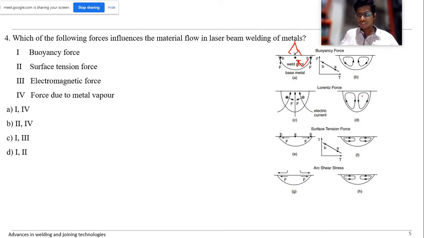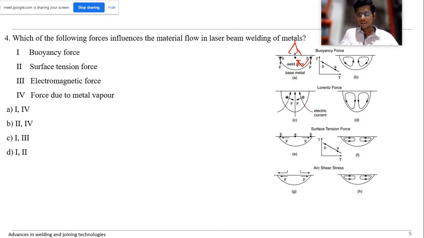Because of this, the whirlpool convection will be from the center away, in the molten pool. So here penetration will be more. And you guys know, right, if the electrode is negative, penetration will be more. This is the case for Lorentz force and surface tension force. I don't know if you guys are understanding or not. I'm just giving the insights so that you will have an idea about these forces.